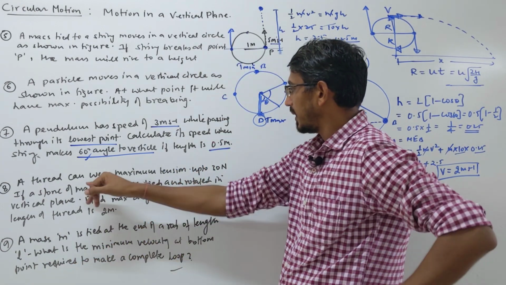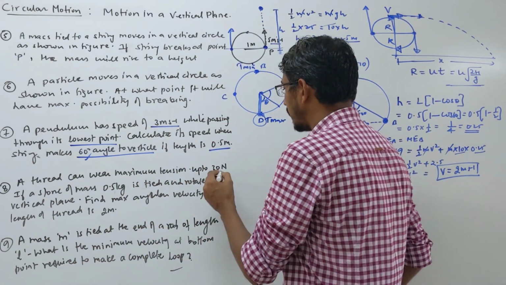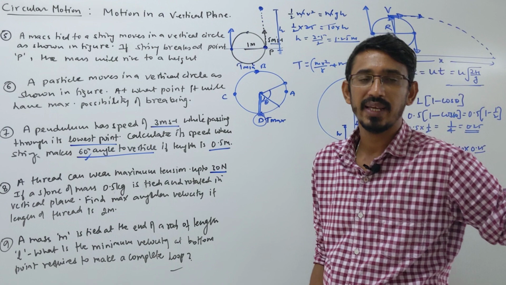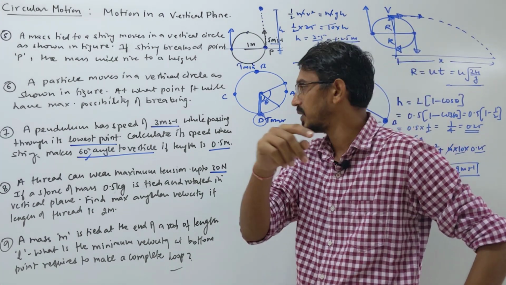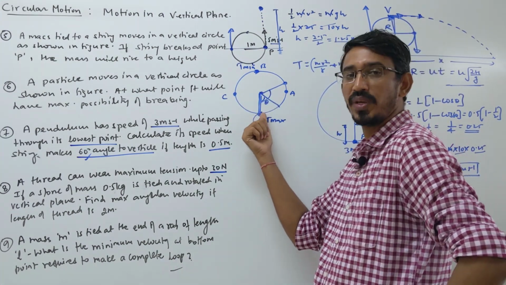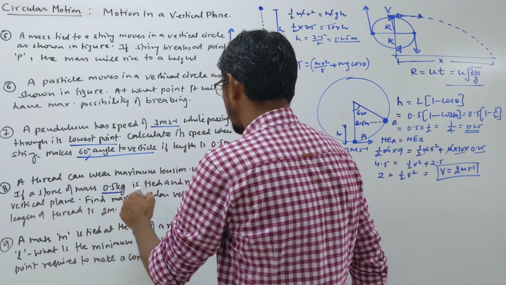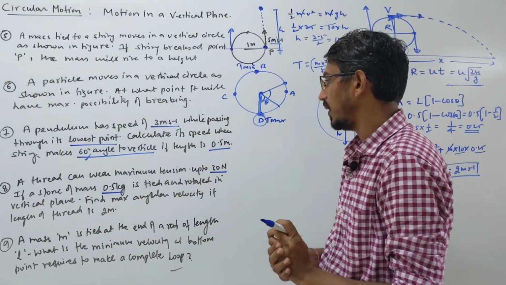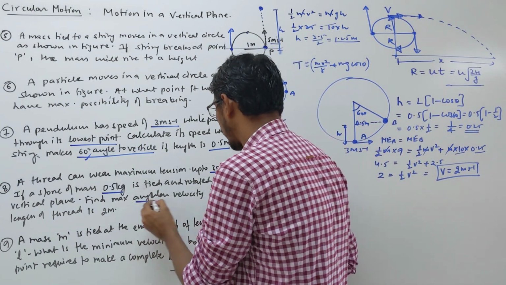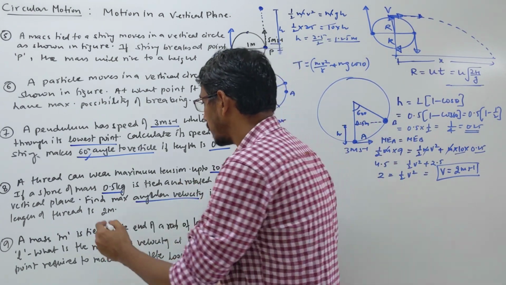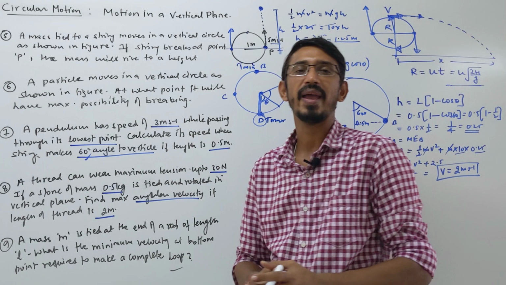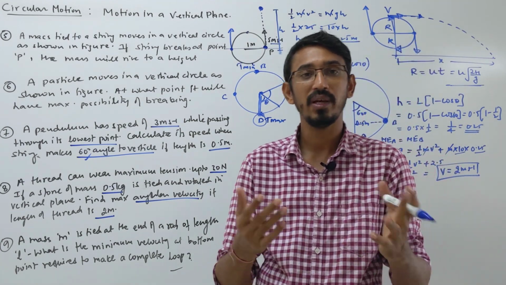It says a thread can bear a maximum tension of 30 Newton. The maximum tension it can have is 30 Newton, and the maximum tension, we just learned, always happens at the lowest point. If a stone of mass 0.5 kg is tied and rotated in a vertical plane, find the maximum angular velocity if the length of the string is 2 meter. They are asking for the maximum angular velocity, omega, which we have to calculate.